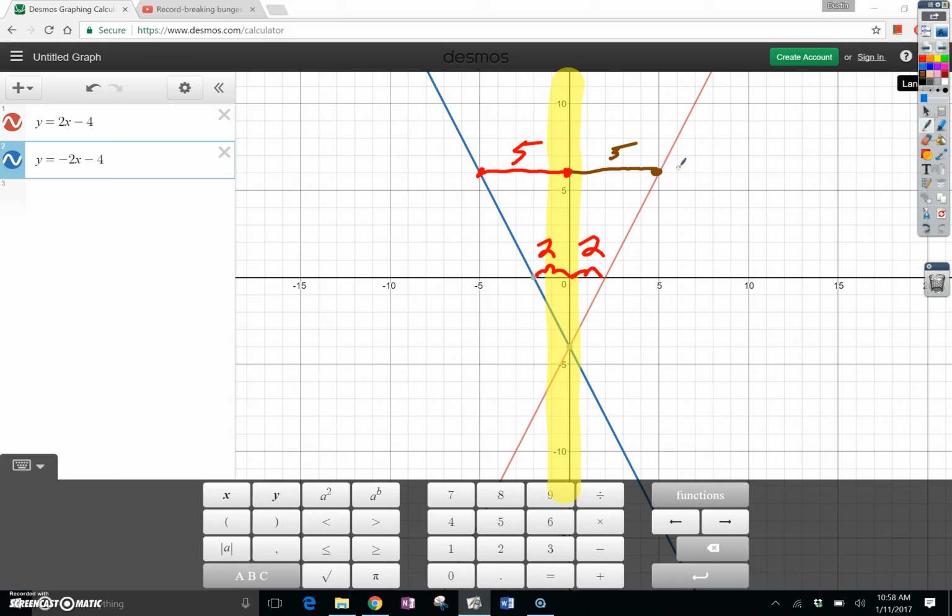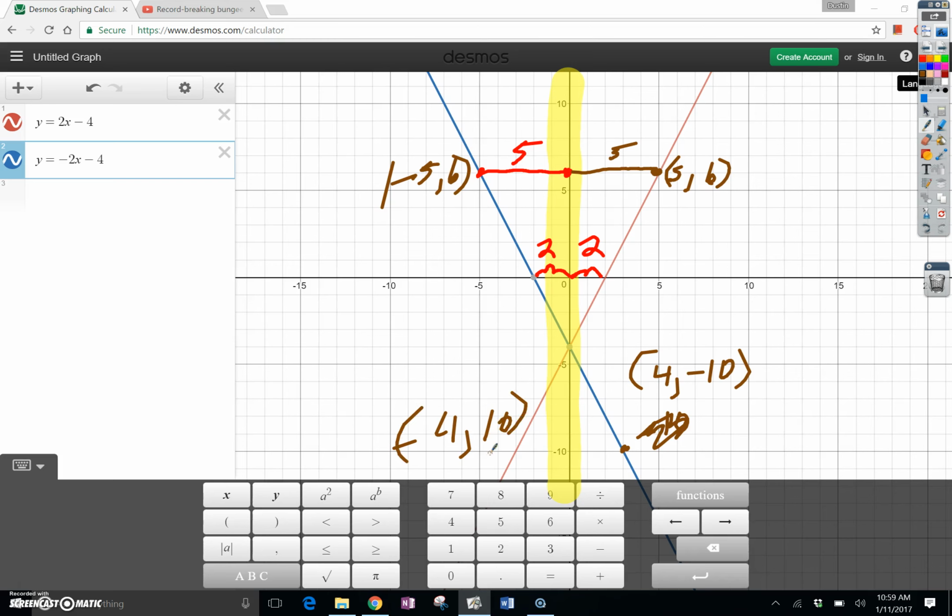If I were to look at this point, it would be 5, 6. Here it would be -5, 6. Whatever your x value is, it's going to be the opposite for the other line. So for instance, this point right here is -10, this point right here is +4, -10, while over here it's -4, +10. Okay, so that is a reflection.